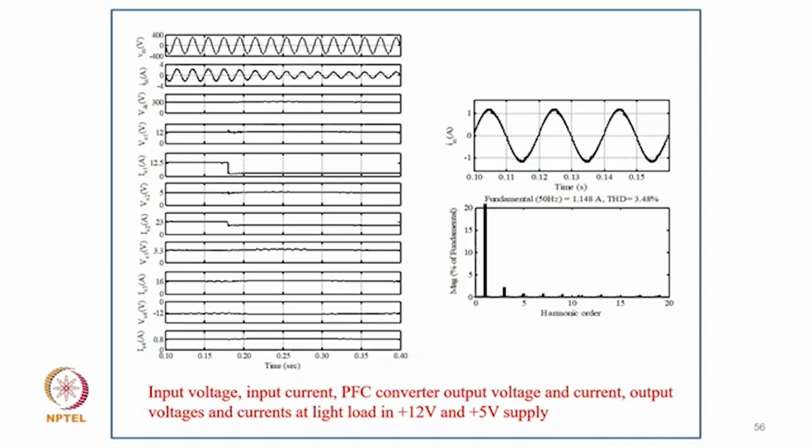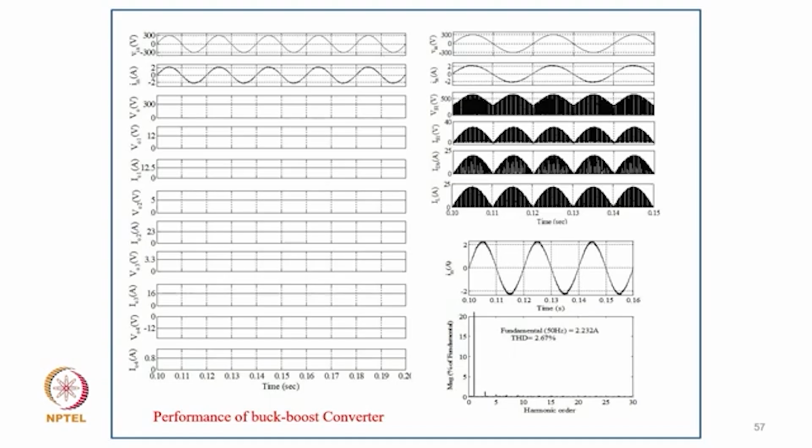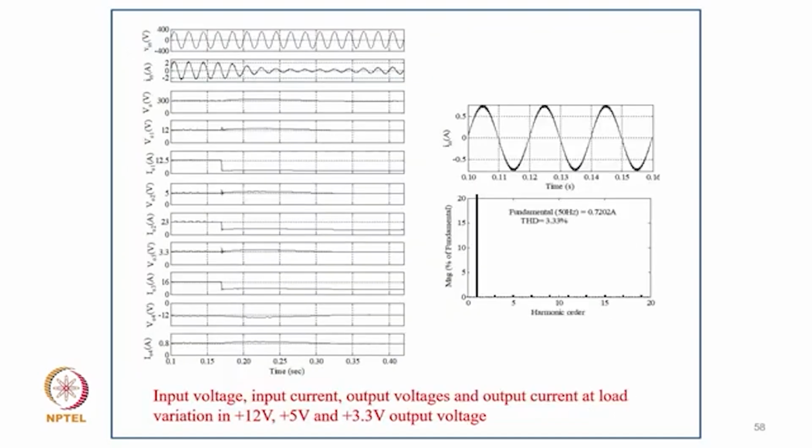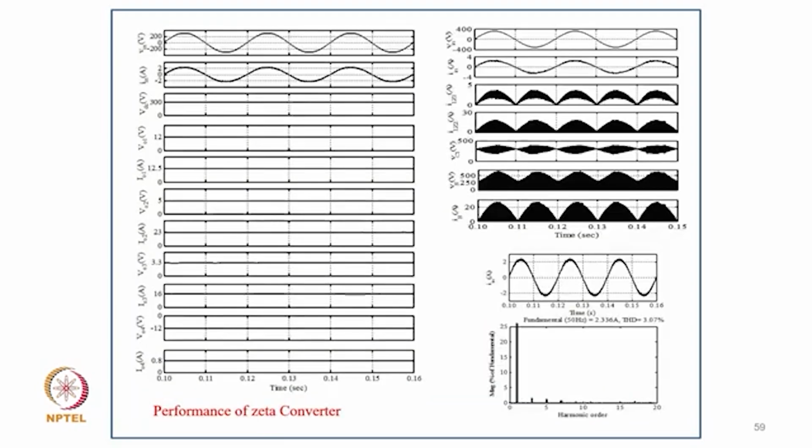Even if you vary the load, you can clearly see the power factor is maintained and the supply current is maintained sinusoidal and in phase with the supply voltage. In the case of the simple buck boost converter, here also you can clearly see the input is designed in DCM, and the THD is only 2.67% at full power level. If you vary the load, even at light load condition the THD is only 3.33%, for different output load variations as you can see in the waveform.